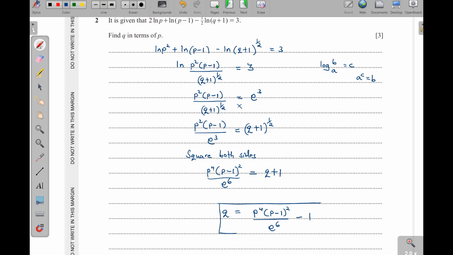Or you could actually leave it. You could maybe just write this one squared, you get it, then minus 1. But me, I simplified it, no problem.